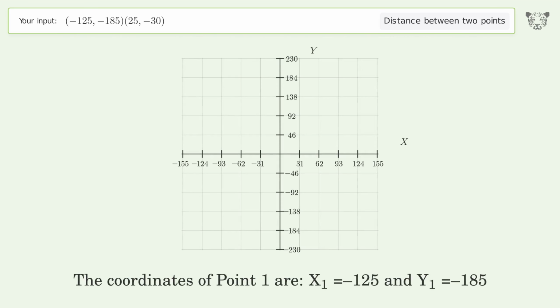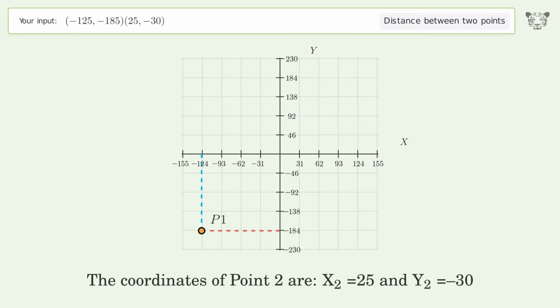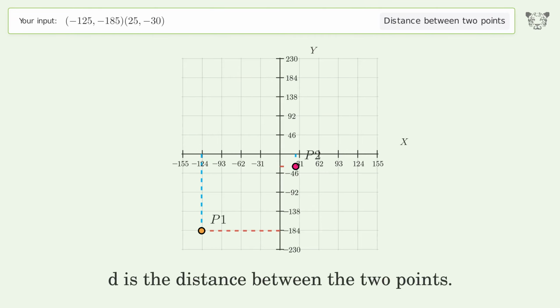The coordinates of point 1 are x1 equals negative 125 and y1 equals negative 185. The coordinates of point 2 are x2 equals 25 and y2 equals negative 30. D is the distance between the 2 points.